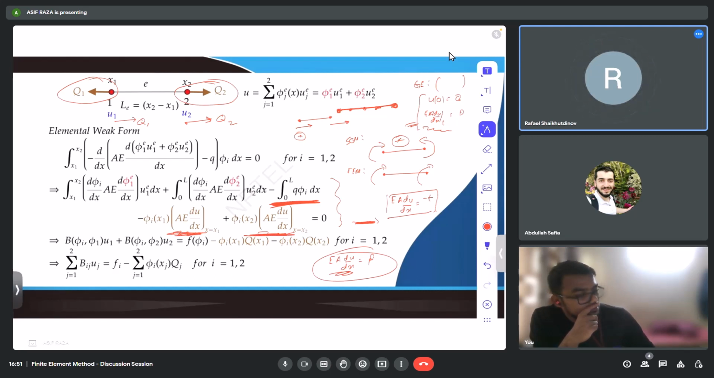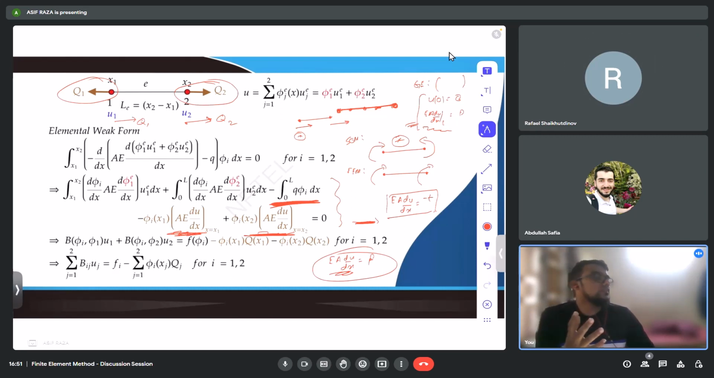Okay, don't think of it in that context. If you are confused there, you can think of it from this perspective also. Don't think differently about external forces or internal forces. We just need to distribute all the forces onto the different nodes.